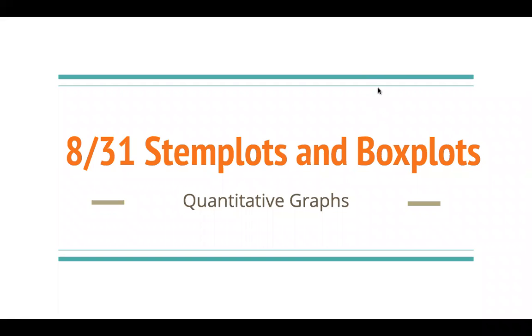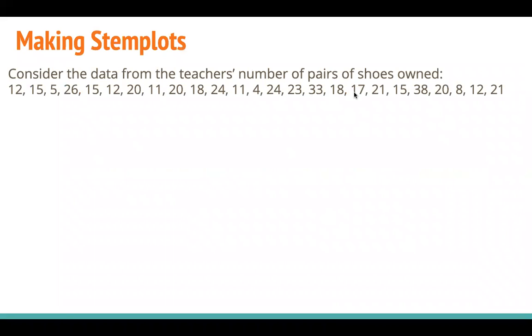All right. Hello, everybody. It's August 31st, and this is asynchronous work, and it's notes about stem plots and box plots, quantitative graphs, kind of how to make them. Mostly we'll be using StatCrunch, but this is how they're made so you can understand and interpret them. Okay, so first off, we'll go just to making stem plots.